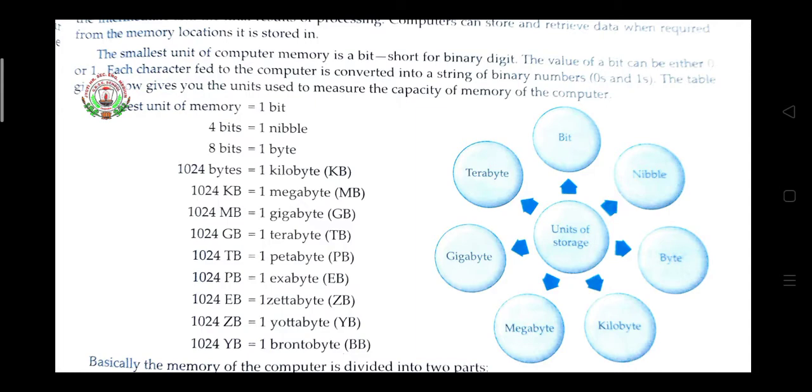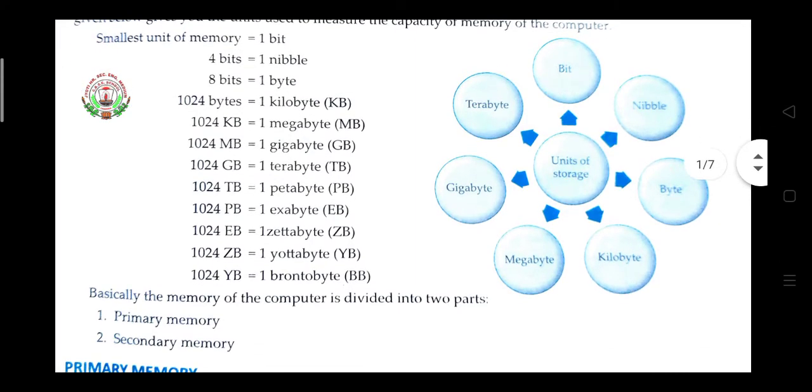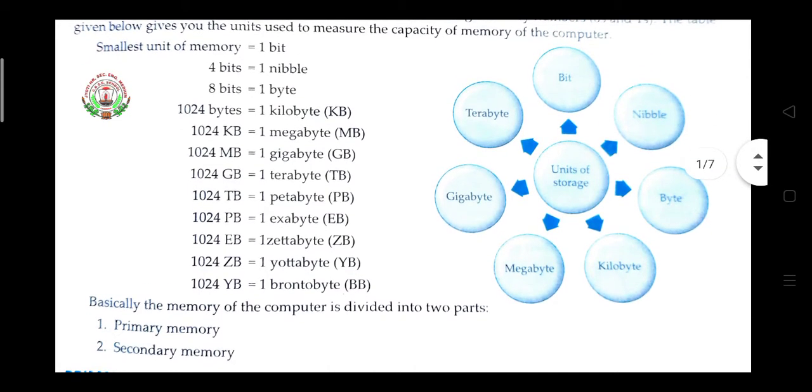1024 MB equal 1 gigabyte. 1024 gigabytes equal 1 terabyte. 1024 terabytes equal 1 petabyte. 1024 PB equal 1 exabyte. 1024 EB equal 1 ZB. 1024 ZB equal 1 YB. 1024 YB equal 1 BB. Like this we are measuring the units of our computer memory. And students, you have to learn this by heart, the values and the measuring unit names.